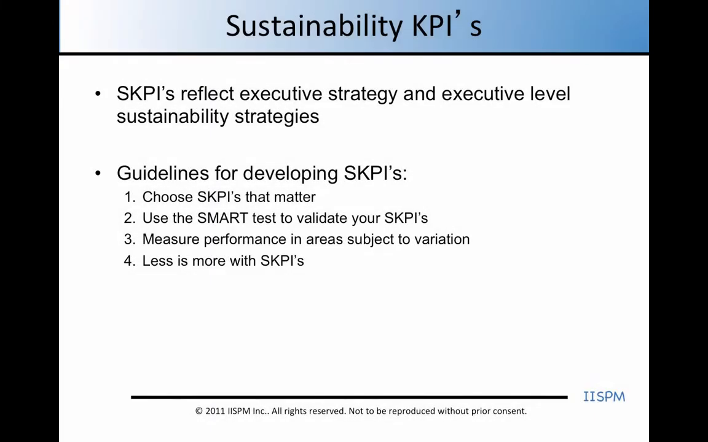Simple as that. The second level of the congruency model is looking at your key performance indicators and critical success factors. So the sustainability KPIs reflect the executive strategy on what sustainability targets are going to mean. Good common sense when choosing key performance indicators for any organization is choose KPIs that matter, use the SMART test, specific, measurable, achievable, realistic, and time-bound, to validate the KPIs, measure the performance, and also know that fewer measures are better than a lot of measures.